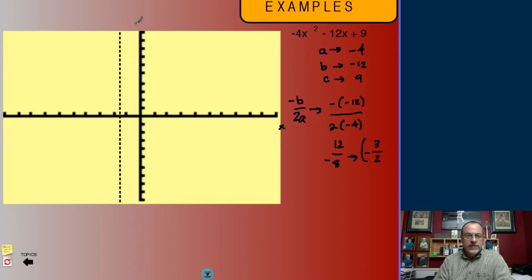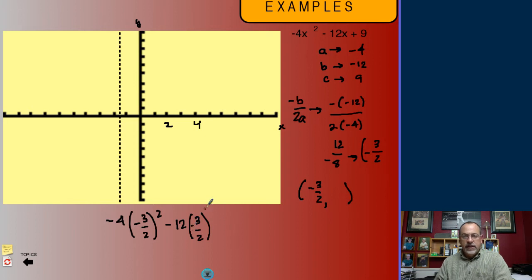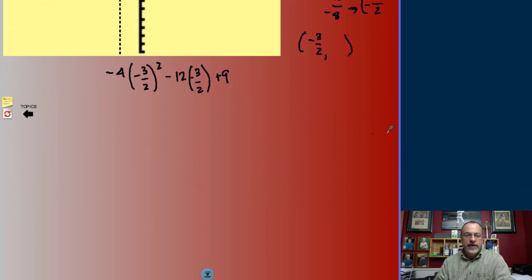Let's see, let's do this. This is my scale 2, 4. Now I'm going to wait till I put my y scale on there to see where my vertex ends up, to make sure that I have a scale that accommodates where that is. So the x value is negative 3 halves. To determine the y value, I substitute that into the expression. So this is negative 4 times negative 3 halves squared minus 12 times negative 3 halves, and that's going to be plus 9. Okay, so I have that. We can go ahead and do the arithmetic on that then.